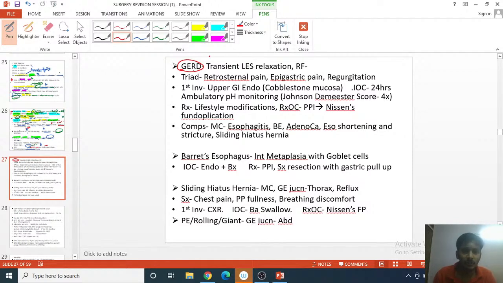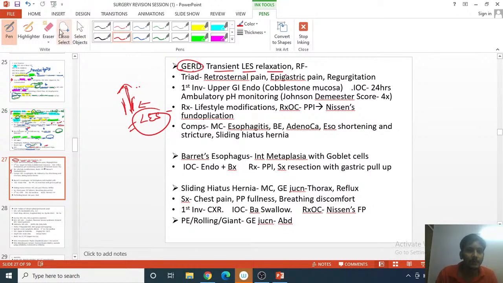And when does GERD occur? When there is transient lower esophageal sphincter relaxation. So normally, if your peristalsis is not going on, your LES maintains its tone and it is in spasm, as we have already spoken about. So LES is normally in spasm. But if there is transient relaxation of the LES for a short duration of time, it can lead to regurgitation of the acid into your esophagus, which can lead to irritation.